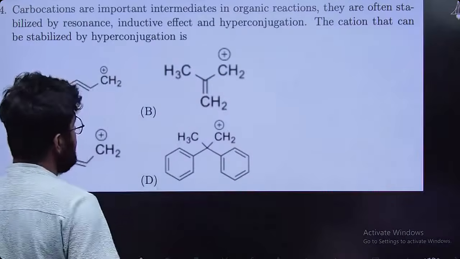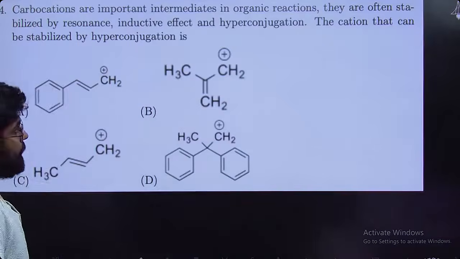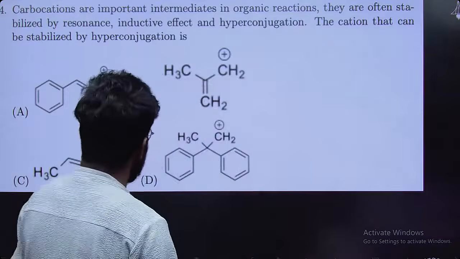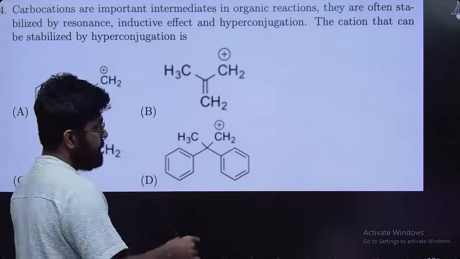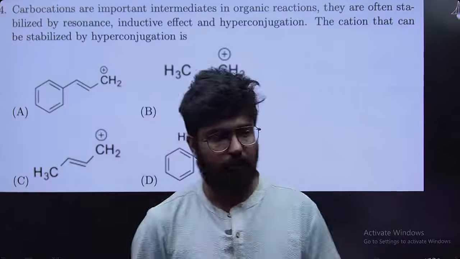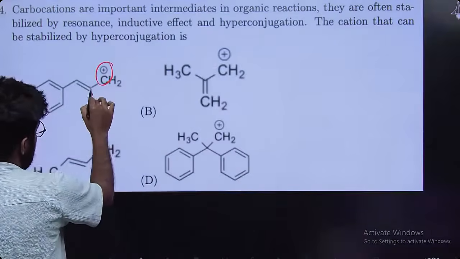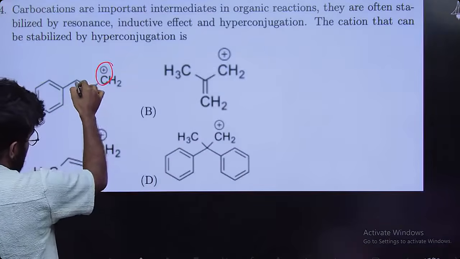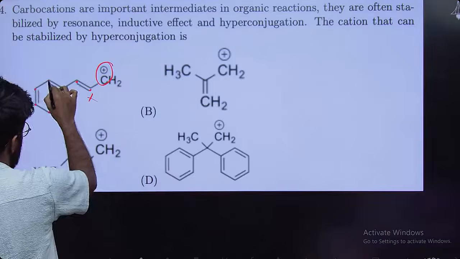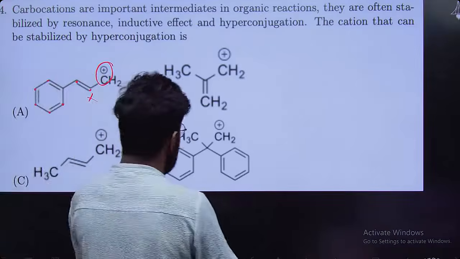Carbocations are important intermediates in organic reactions. They are often stabilized by resonance, inductive effects, and hyperconjugation. The cation that can be stabilized by hyperconjugation is, so you have to find out the cation which one way or the other is getting stabilized by the hyperconjugation effect. This cation cannot have hyperconjugation because the attached carbon is sp2, and the chain continues. So nowhere do you have an alpha hydrogen which could start hyperconjugation, right?